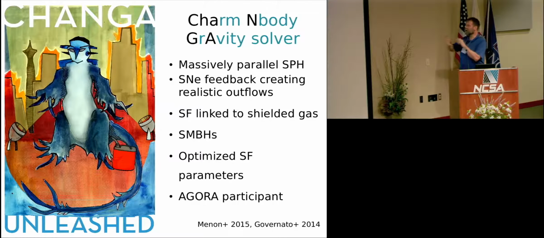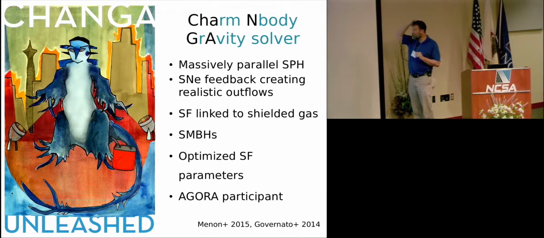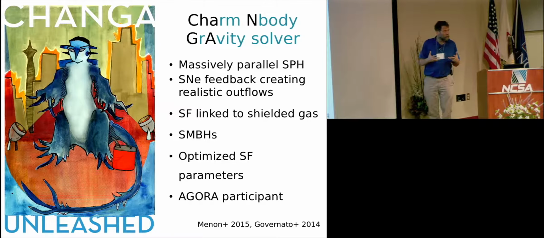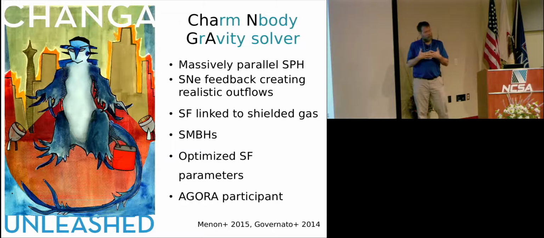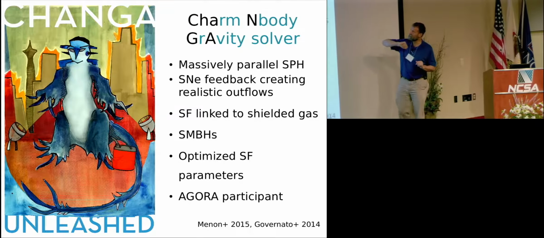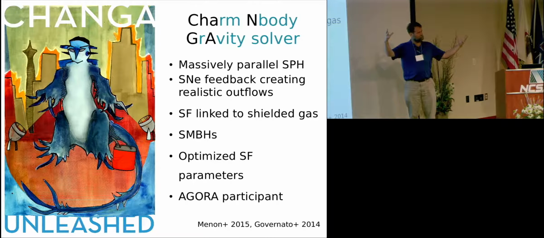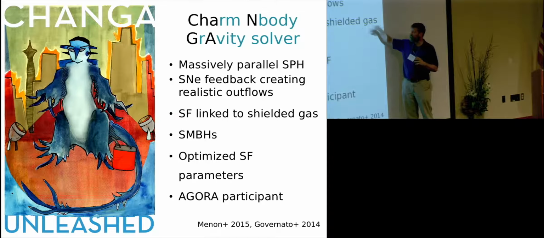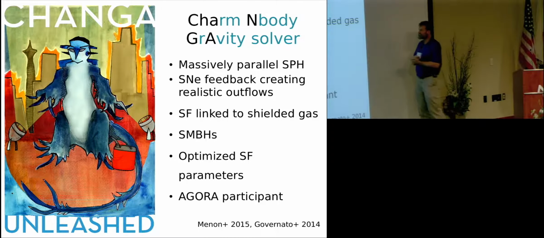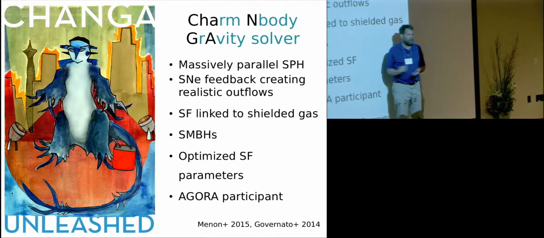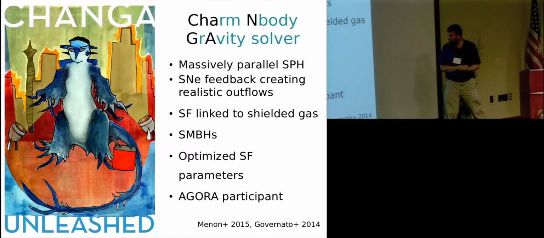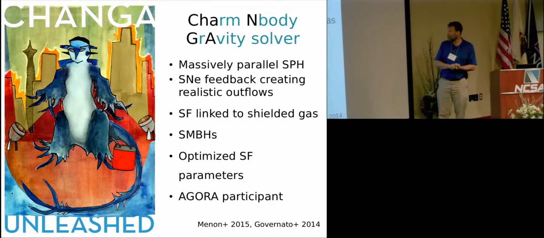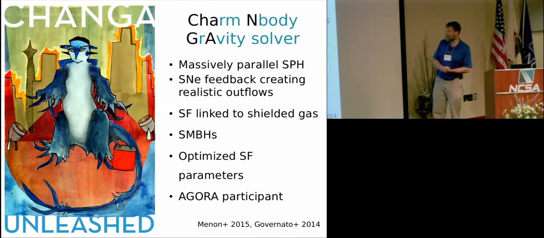So with all that, we call this ChaNGa unleashed, because as well as the gravity solver, we have a massively parallel smooth particle hydrodynamics, and then we have these other baryonic effects that we model as subgrid physics. So supernovae is what SNE stands for. We occasionally have these bombs that go off in our simulation. We need to inject those. Those are related to star formation, which happens in the most dense gas, which is shielded from external radiation. SMBH, these are supermassive black holes. It seems like every galaxy, including our own, has one. And they have an effect on the morphology of our galaxies.